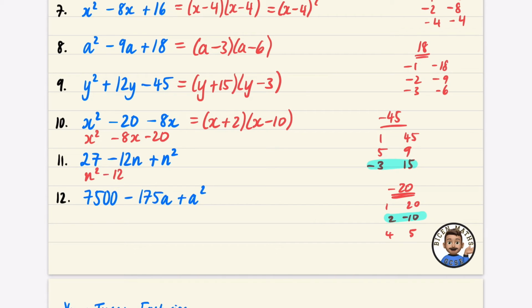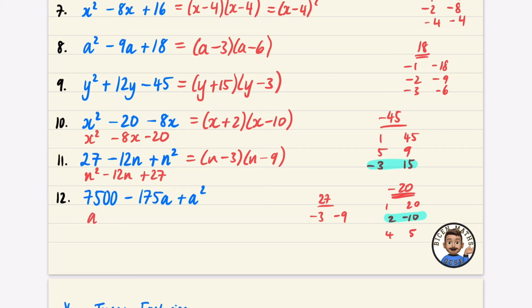It's n squared minus 12n plus 27. Okay, so for 27, it's going to be two negatives. I think it's just going to be minus 3 and minus 9. Yeah, that's going to give me minus 12. So it's going to be n minus 3 and n minus 9. I've gone a little bit quicker on that.